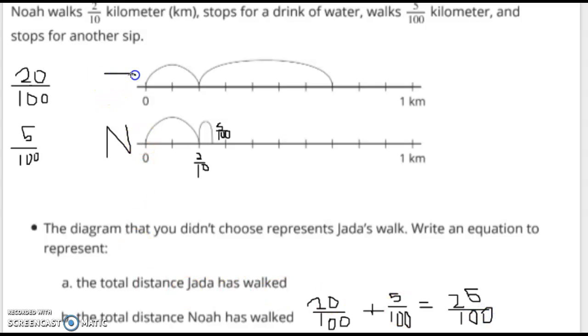Now this one would be Jada's. So you had to make an addition sentence for Jada. So she went 1/10, 2/10. So I have 2/10 plus, then she went 1, 2, 3, 4, 5/10. Two plus 5 is 7/10.